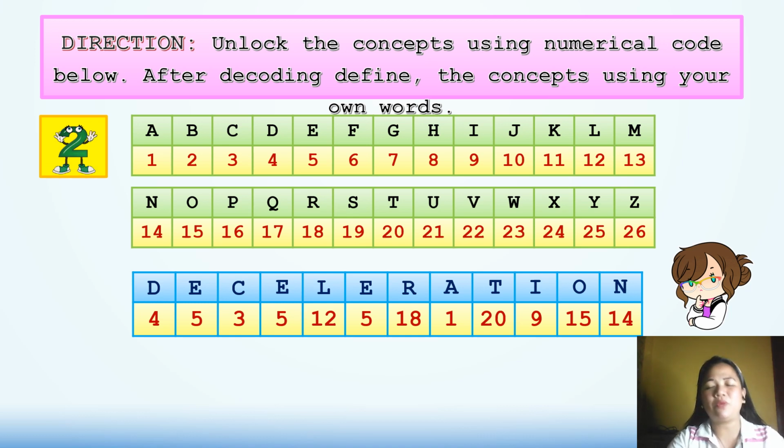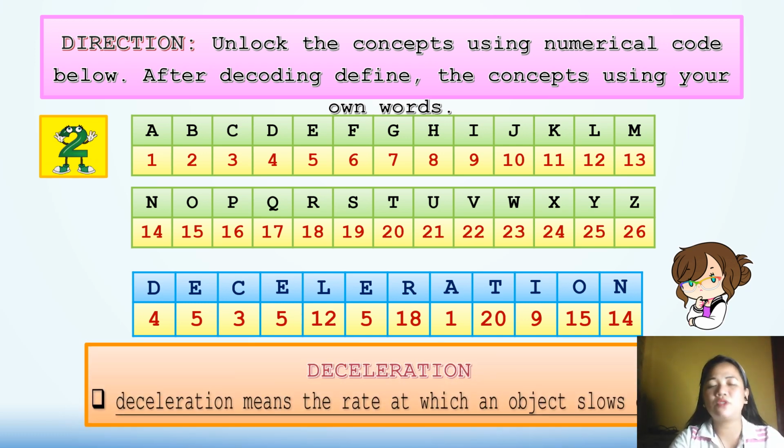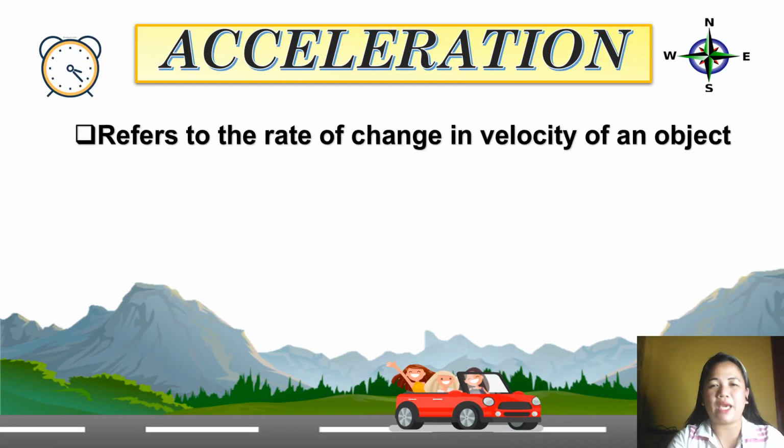Okay? So, when we say acceleration, meron naman tayong opposite of that. We call that one deceleration. When we say deceleration, the object moves slow. I repeat, when we say acceleration, the object moves fast. When we say deceleration, the object moves slow. To technically define it, acceleration refers to the rate of change in velocity. That's what I'm telling you.